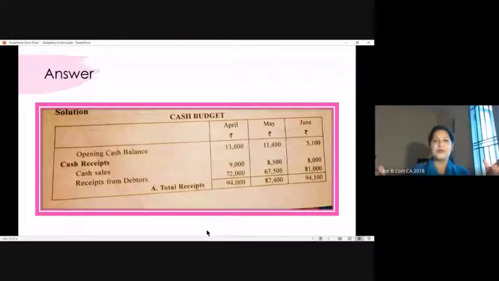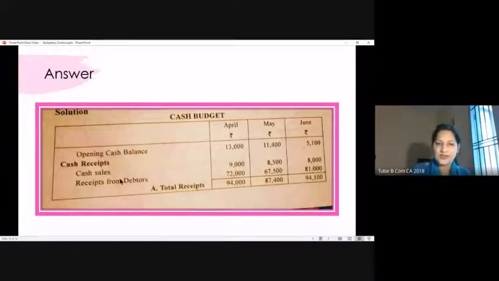And the difference between the receipts and the payments will give us the net result, whether we have a positive balance or negative balance, whether we have a surplus or a deficit. That is something we will be able to do when we are preparing the budget. We are planning well in advance, right?